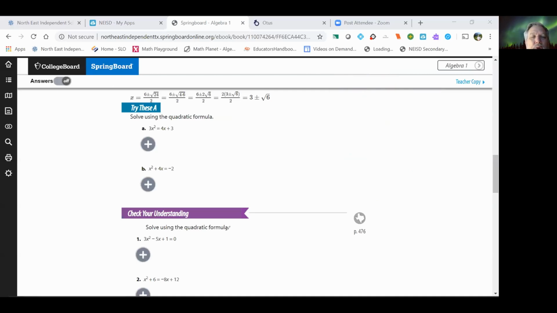Solve using the quadratic formula. So again, we'll go ahead and look at this one. This is 3x squared minus 5x plus 1 equals 0. So it's already set up. So a is equal to 3, b is equal to negative 5, and c is equal to 1. The formula is x is equal to negative b plus or minus square root of b squared minus 4ac, all that over 2 times a.